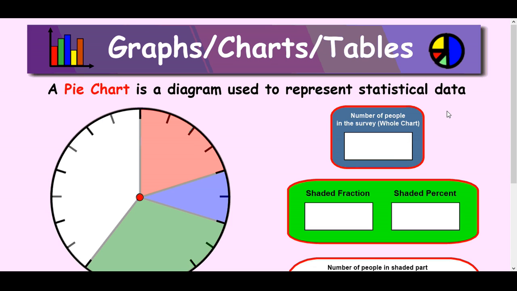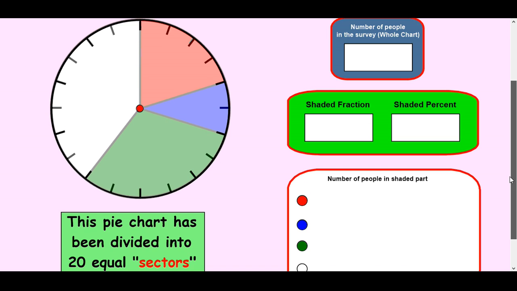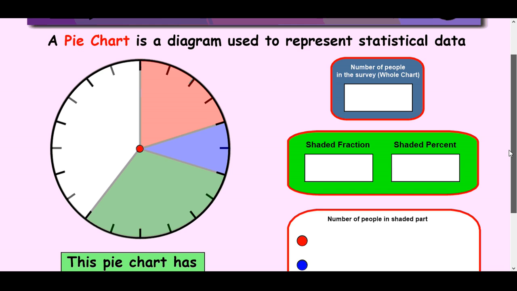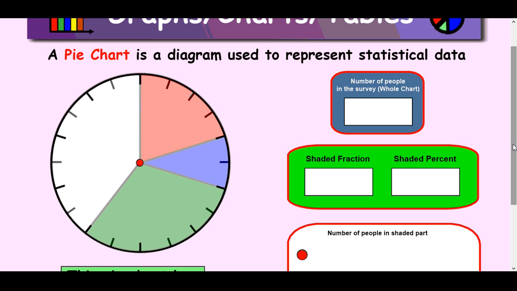Hi there. In this lesson, I'm going to look at pie charts again, and I'm going to look at how to work out the number of people in each section of a pie chart. Except this time I'm going to split the pie chart into 20 parts, 20 equal parts. Now, if you haven't watched the lesson before with 10 parts, maybe it's a good idea to watch that. This is a wee bit trickier.